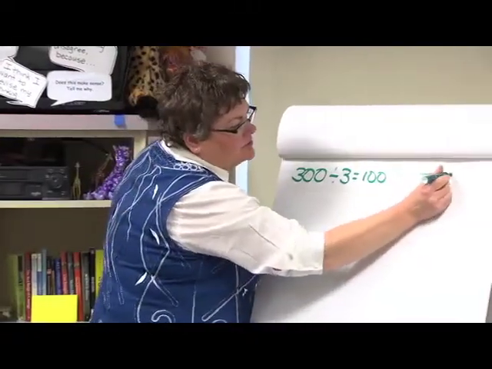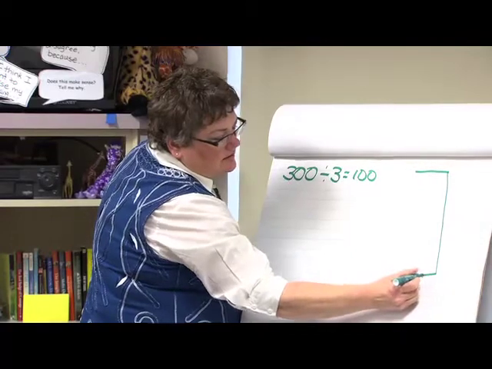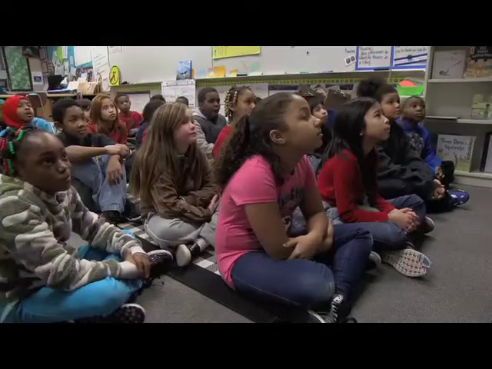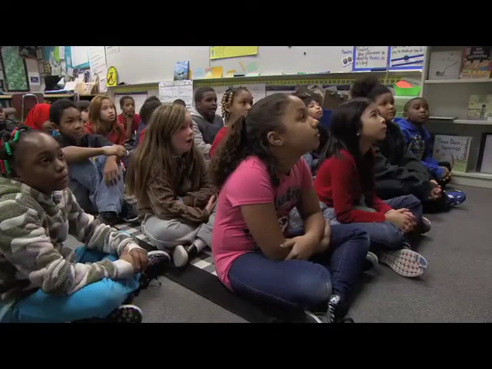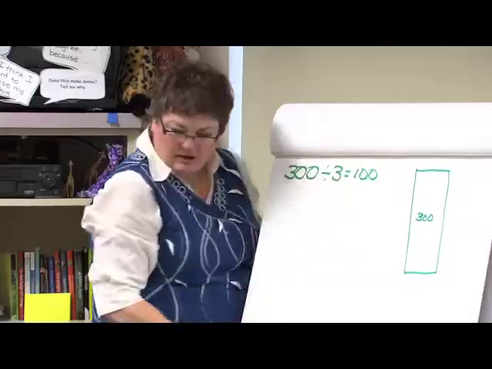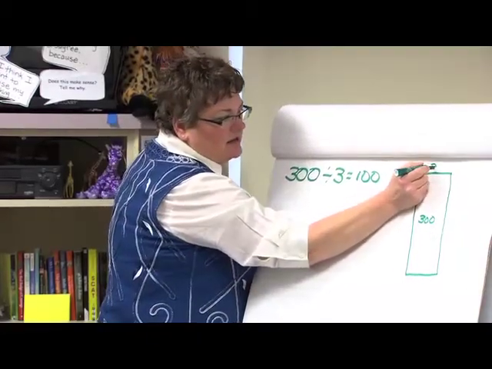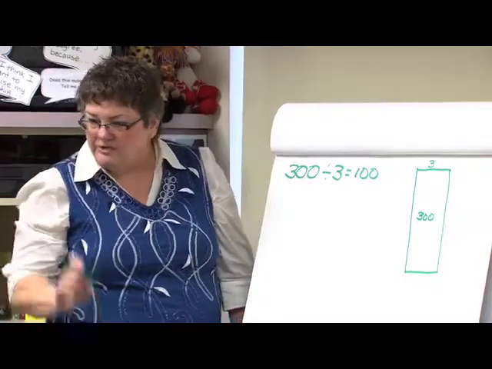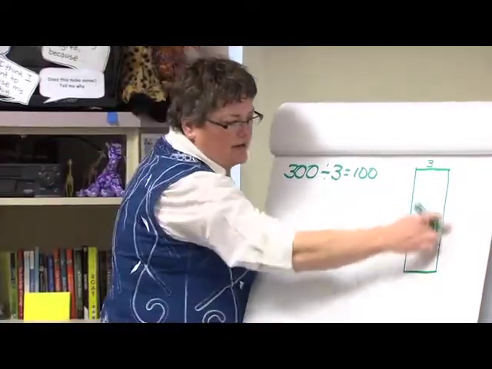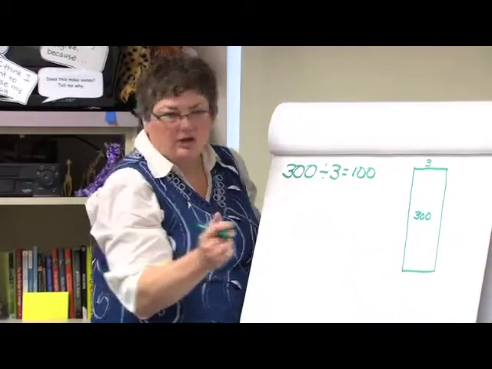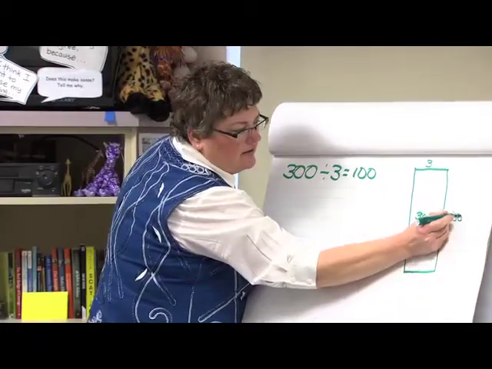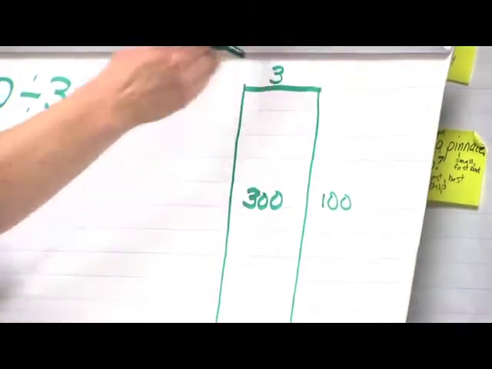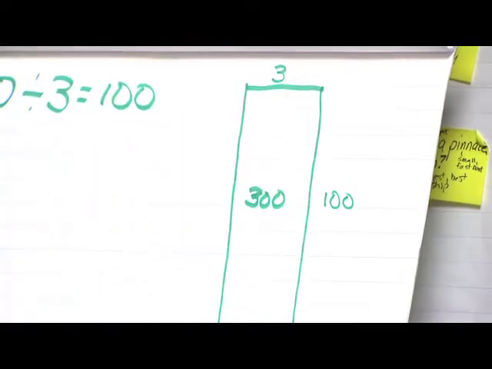So if I was to draw an array, inside this array are 300 squares. I'm not going to draw all 300, but there are 300 squares inside this array. And this side is 3. So there's 3 columns, right? And so what you're telling me, Nation, is how many are right here? 100. So this is 3 times 100 is 300, but 300 divided into 3 columns, there's 100 in each column, right?